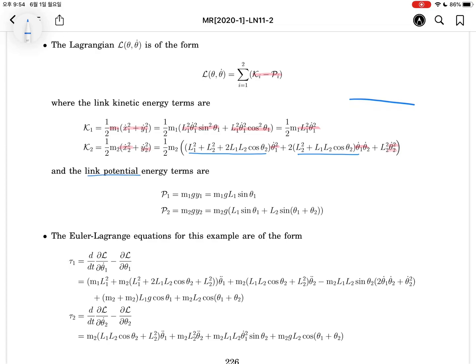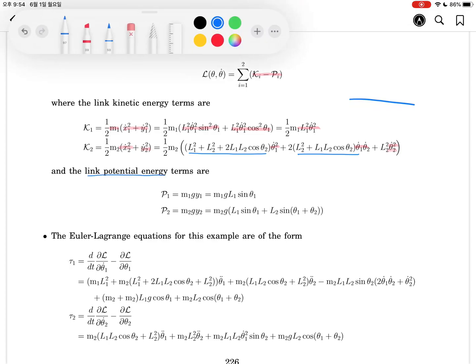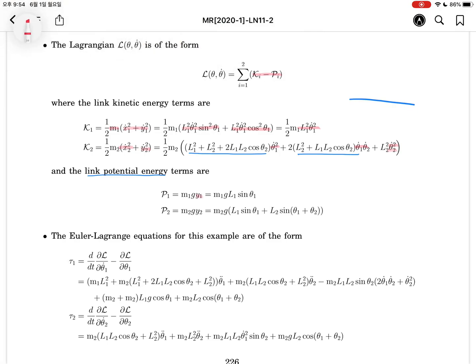Okay, the potential energy is easy because the heights are y1 and y2. y1 is L1 sine theta 1, and y2 is equal to L1 sine theta 1 plus L2 sine (theta 1 plus theta 2). Okay, so we have 4 energy terms. Let's take the Euler-Lagrangian formulation.